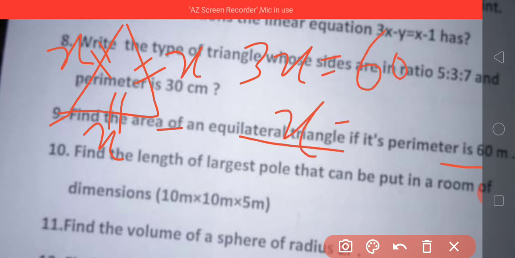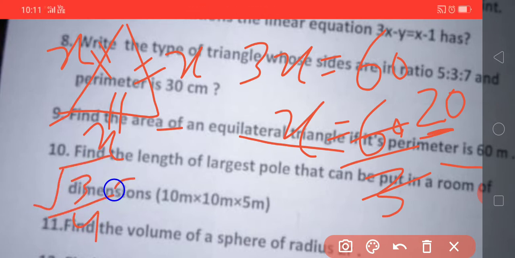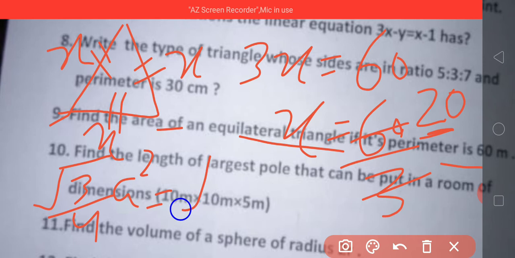And x is equal to 60 by 3, by transposing this 3 from the left hand side to the right hand side, it will come to the denominator, and cut 60 at 20. So x is 20, means side is 20. You know that area is root 3 by 4 a square. So just find out this value.